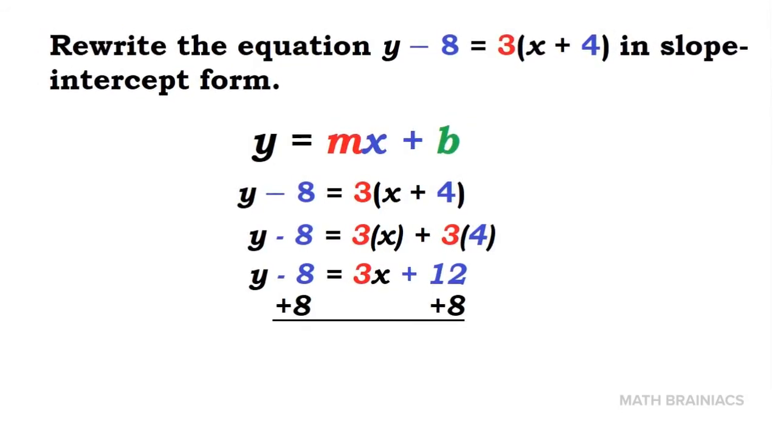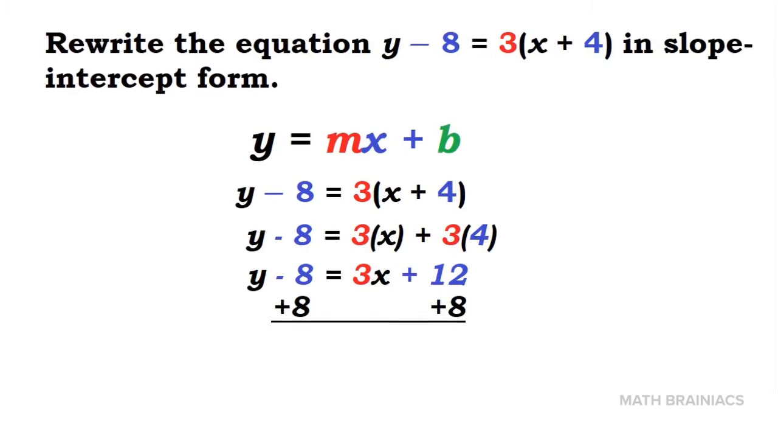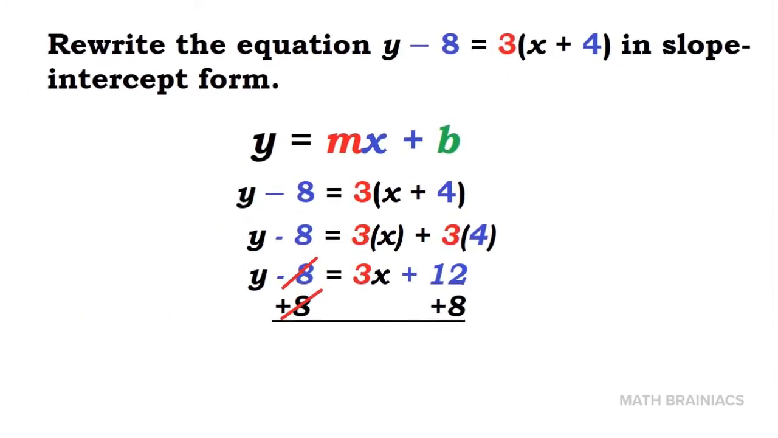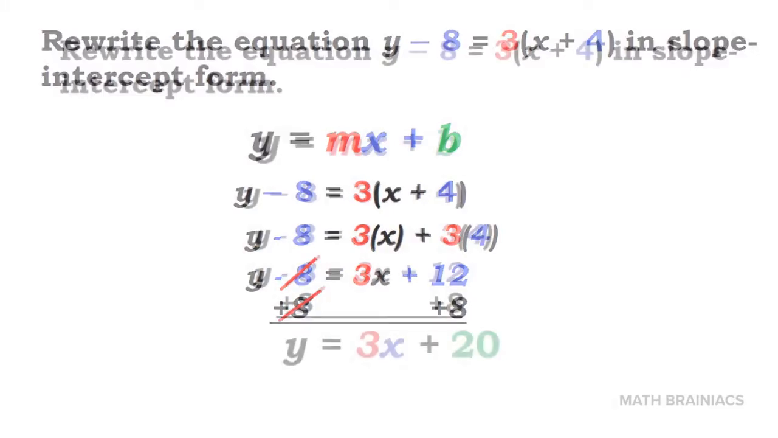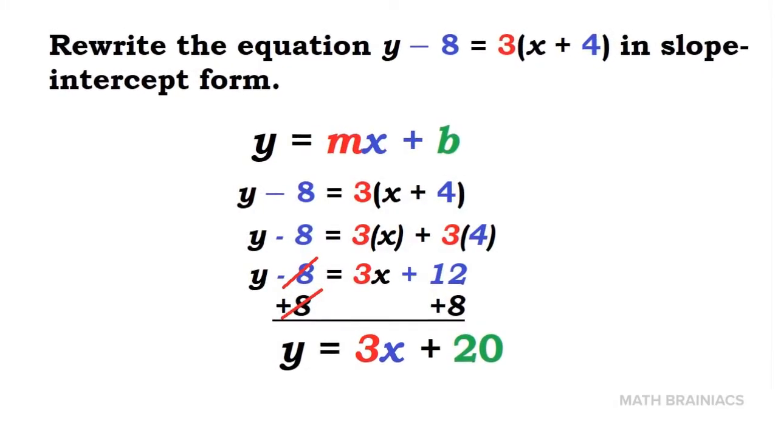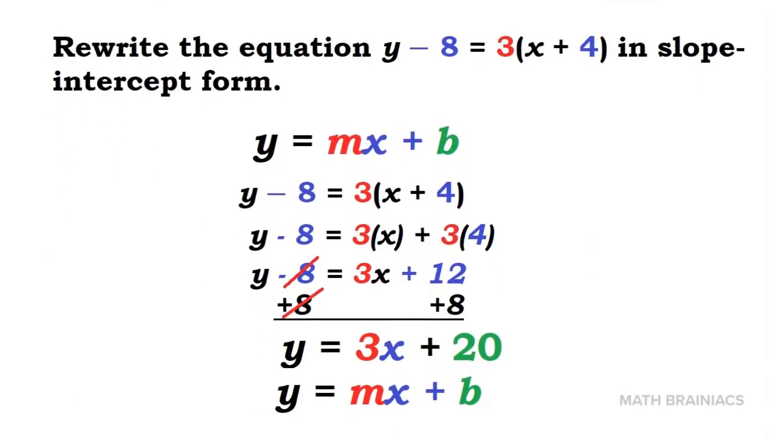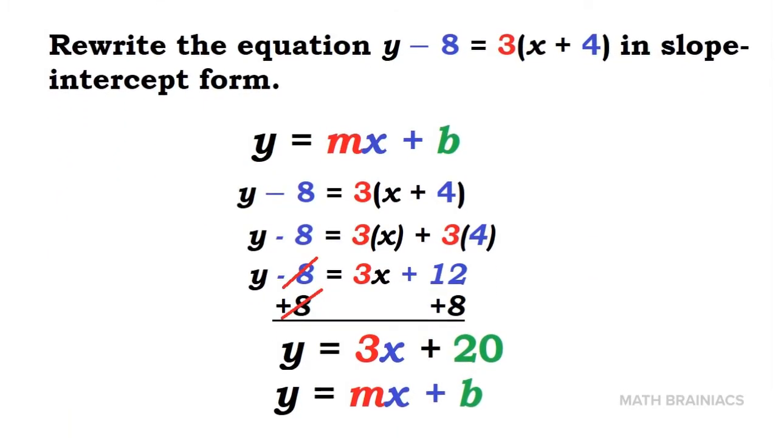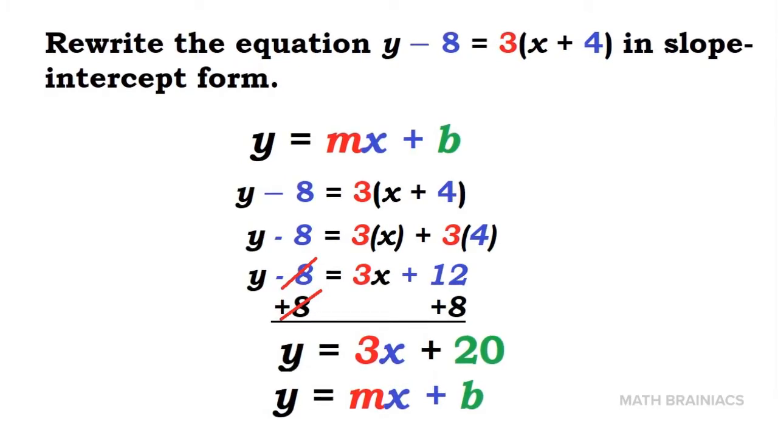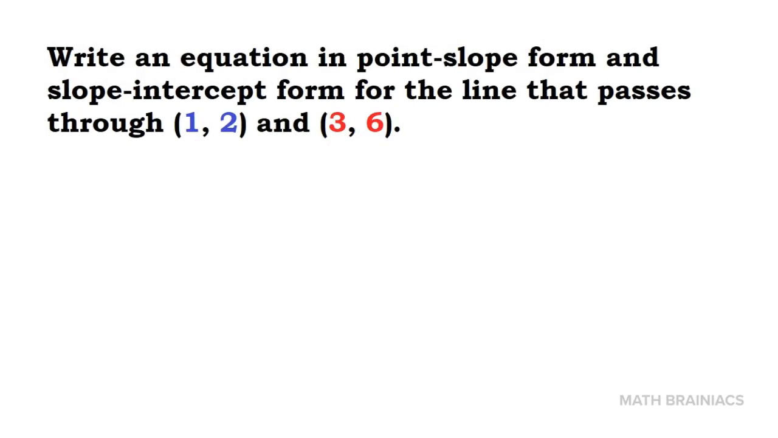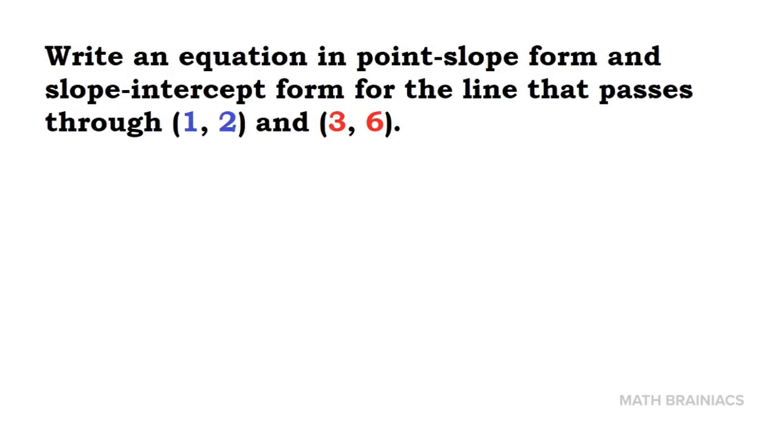To eliminate the 8 on the left side, we're going to add 8 on both sides of the equation. And we can cancel off the 8 on the left side, which will give us the equation y is equal to 3x plus 20. Accordingly, we have rewritten the equation of the point-slope form in the slope-intercept form. Let us work on another example so that you can hit it off.